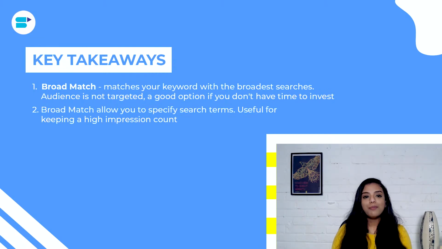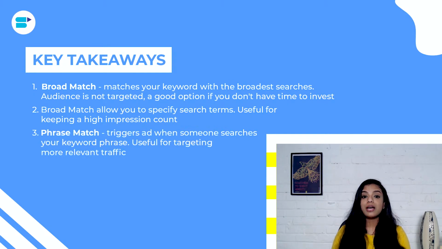Broad match modifier allows you to specify certain search terms that must be included in order for your ads to be displayed. These match types are useful for keeping a high impression count, but also to narrow down the irrelevance that you typically get from a broad match.